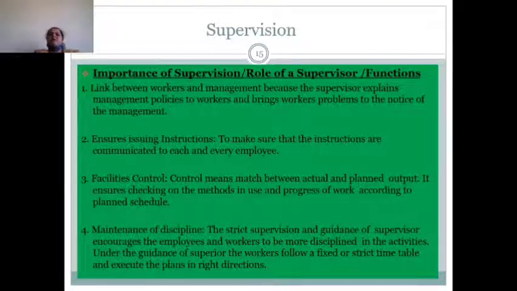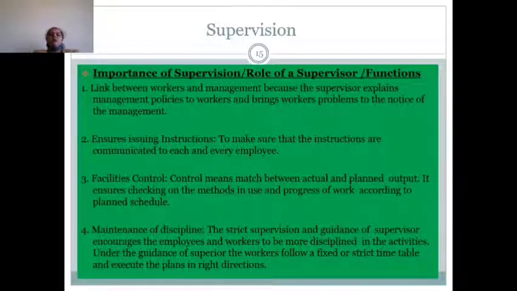So first one, what they are saying is it is a link between the workers and management, because the supervisor explains management policies to the workers and brings workers' problems to the notice of the management. The manager will be having contact with the employees. If any problem is concerning the employees, you will be directly informing it to the management. So he acts as a link, that is a middleman, between the workers and the management. So he plays a very important role in giving the direction to reach the goal of an organization.